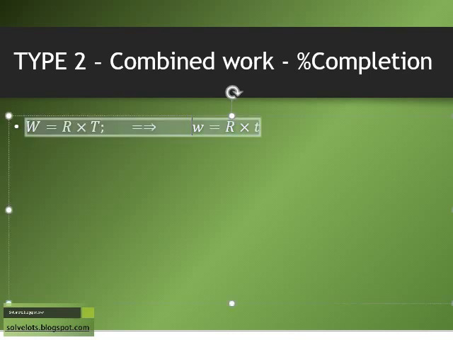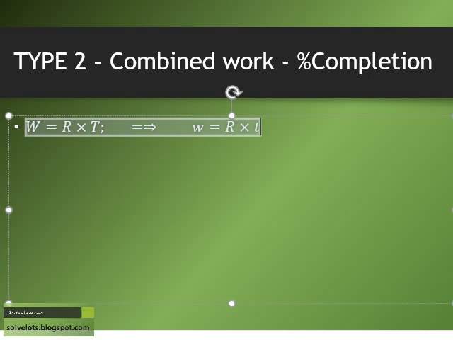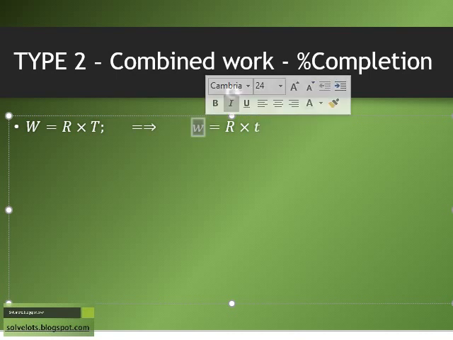And so the small w is rate times small time. It's just like saying there's a machine that can produce 5,000 bottles per hour. That's the rate. Now after 2 hours, how many would I produce? So it's just a simple multiplication.